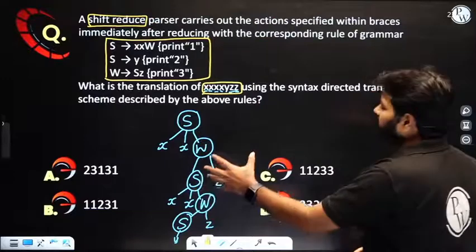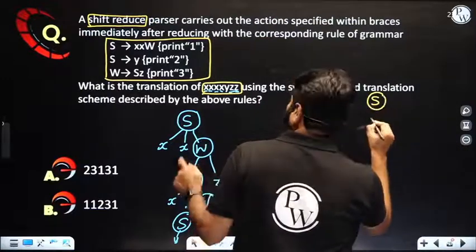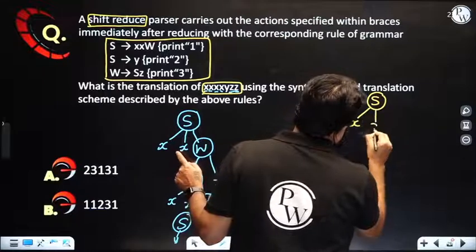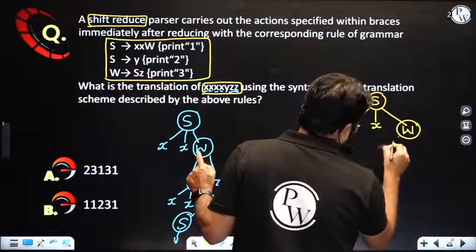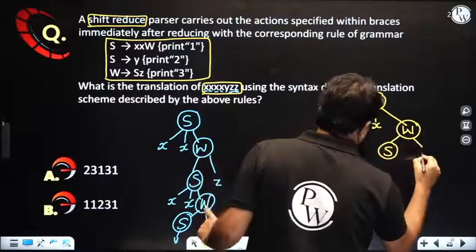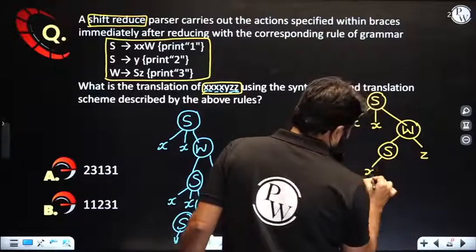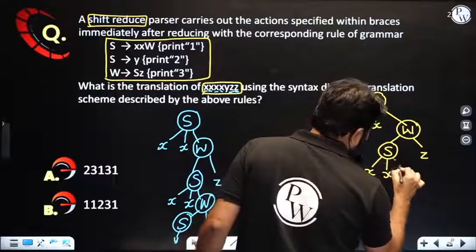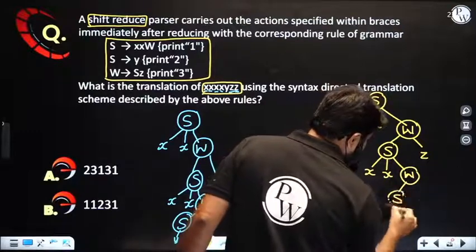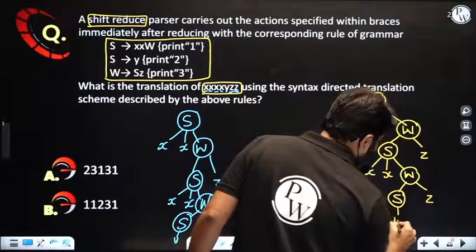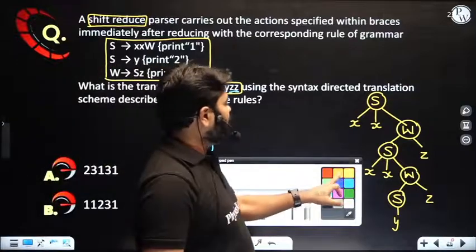Okay, I'll just reconstruct it properly to number it. S, X, X, W, then we have S, X, X, and then you have W, then W have S, Z, then Y. So I hope you have understood, right? So I'm going to number this properly one by one.